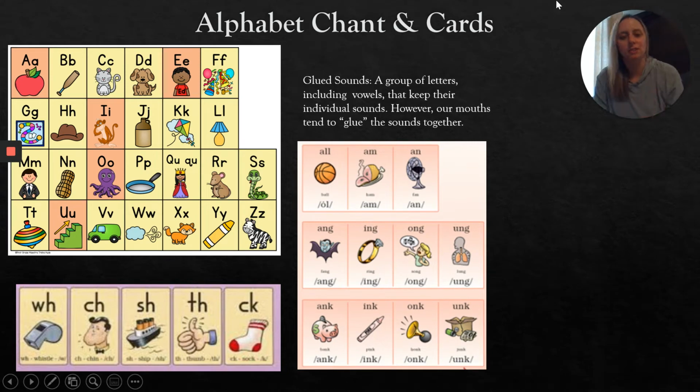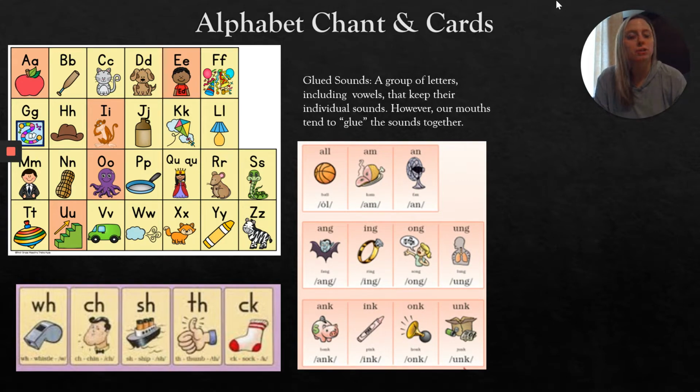One thing we did in the last 2 Fundations lessons was the alphabet chant. We went through every letter and sound, including our digraphs. One thing that students have learned in the past that we're going to add on now are our glued sounds. Now when I'm doing the alphabet chant, I don't include the glued sounds, but when I'm doing my flashcards, I do.